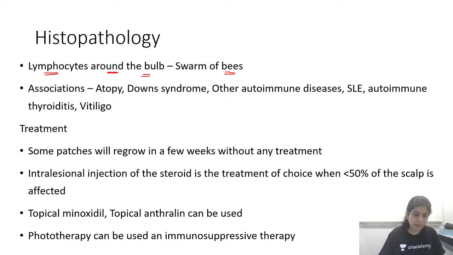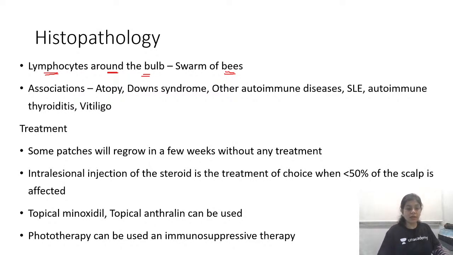Topical minoxidil, topical anthralin can also be used. Phototherapy can also be used as immunosuppressive therapy. Okay, so this is when you have limited variants of alopecia areata which are involving less than 50% of the body surface area of the scalp.